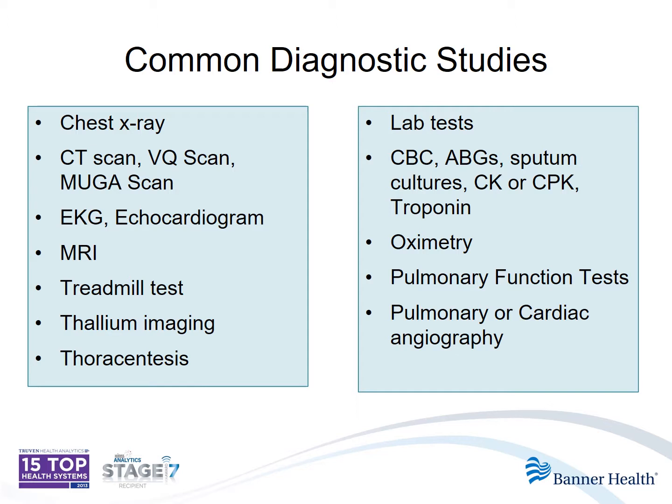The MUGA scan, otherwise known as the multiple gated acquisition scan, is when a nuclear isotope is injected to the point of areas that may indicate myocardial blood flow. It is done after the last minute of exercise.